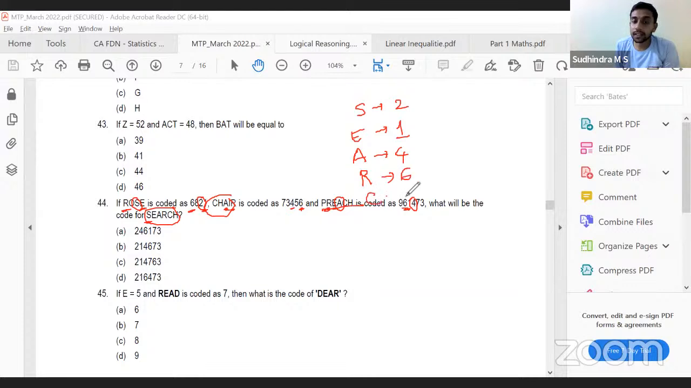Then C. 7. In chair first has C, 7. Preach also has C, 7. Then H. 3. Because in chair, the second alphabet, so the second number is 3. In preach, the last alphabet, the last number is 3. So 214673 is the code. Okay.